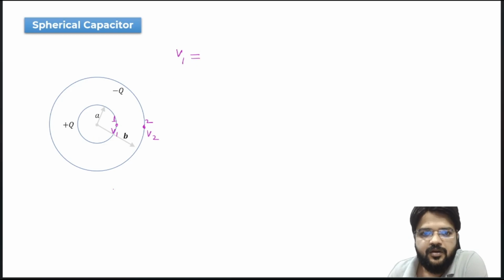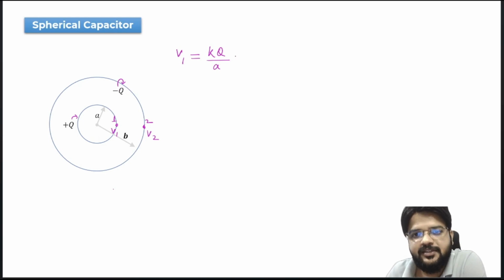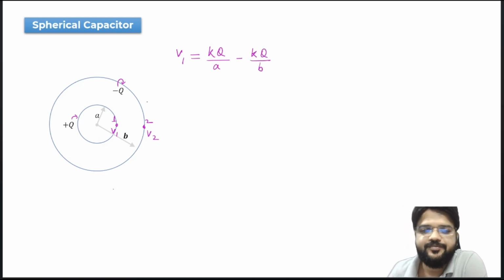So what is the V1 value, everyone? V1 is, correct, on the first sphere we have plus Q charge, and on the second sphere we have minus Q charge, correct? So V1 can be written as KQ by A, and due to this minus Q charge, the potential at the first point can be written as, because this is a negative charge, that's why the potential is negative, so we will put a negative sign here. So it is minus KQ by B, correct? This first point is present inside the second sphere, correct? So that's why we are writing KQ by B here.